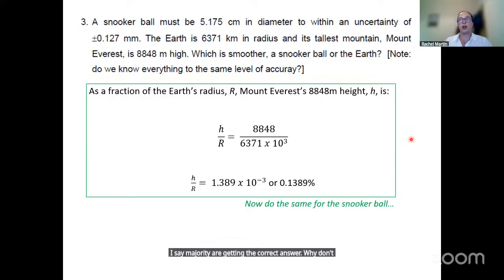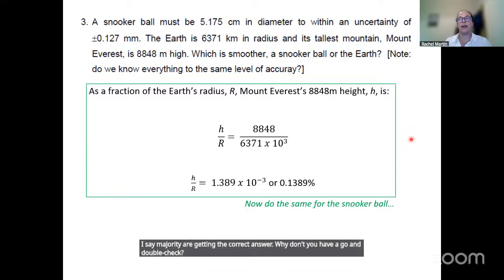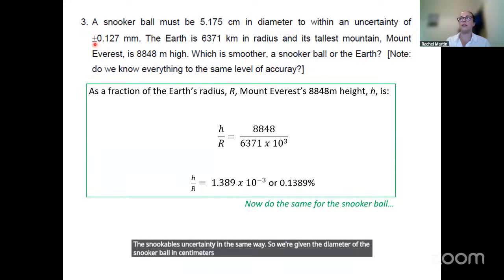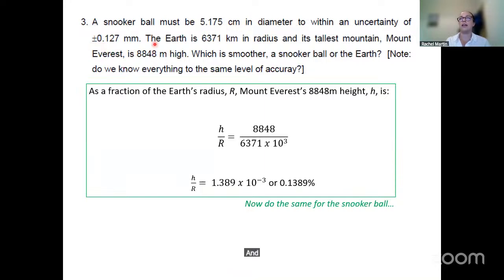Why don't you have a go and double check the snooker ball's uncertainty in the same way? We're given the diameter of the snooker ball in centimeters, check your units, and the uncertainty on that diameter. And make sure you can prove it with data. Well done. And don't worry about one of them being diameter and one of them being radius. I'll address that in a minute.